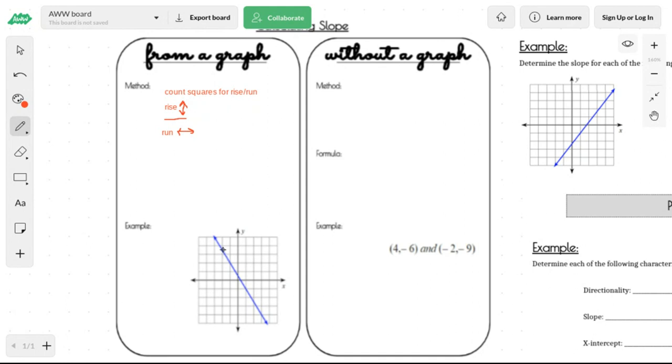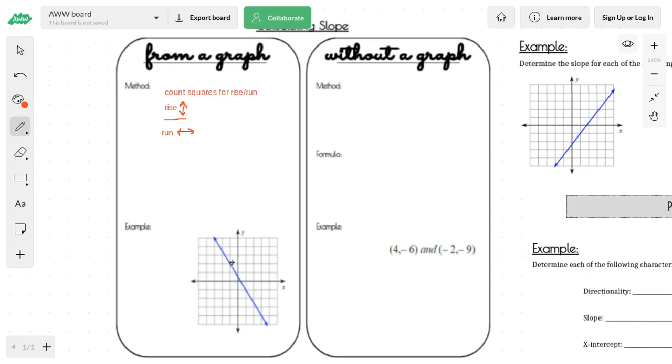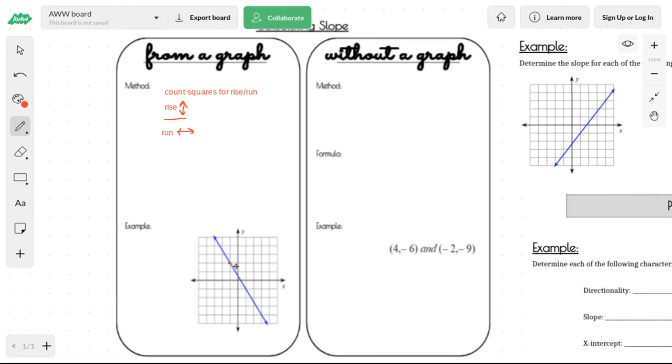So looking at this example, we're given a line. We want to pick 2 points on that line. They can be any 2 points. I would recommend picking even corners because it's very hard to get an accurate number unless you're counting full squares. So I'm going to pick this point. And I'm also going to go down, and this one's on a corner as well. I'm going to pick that point.